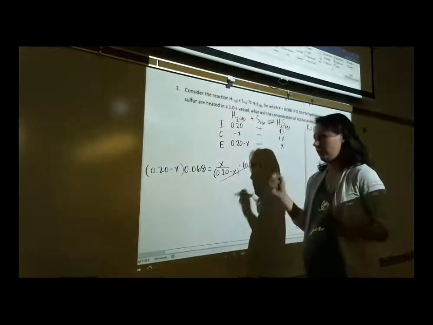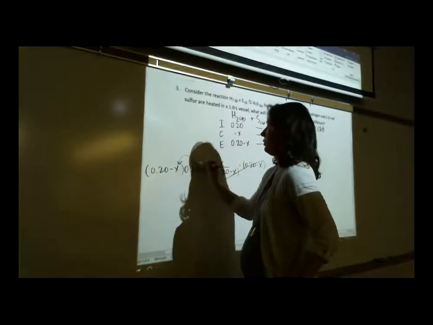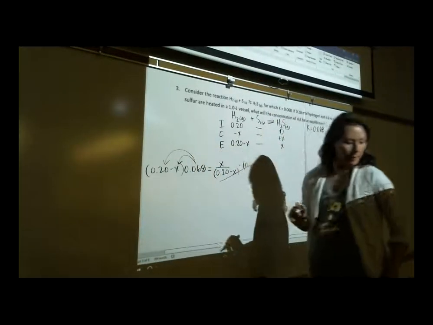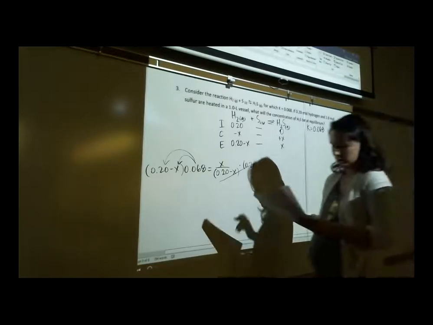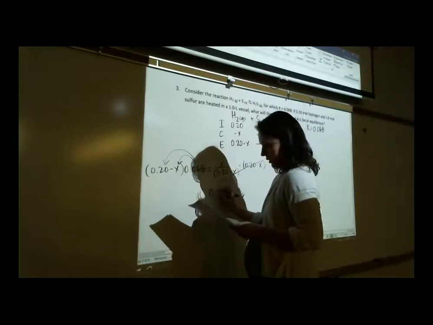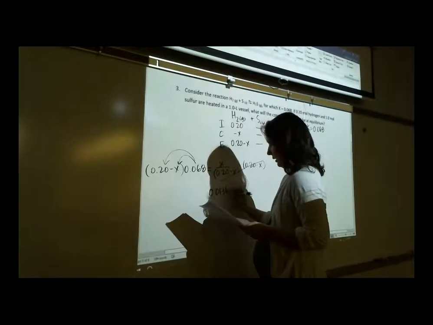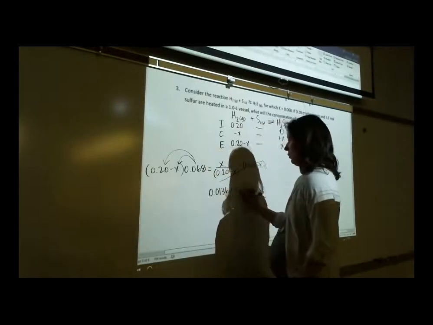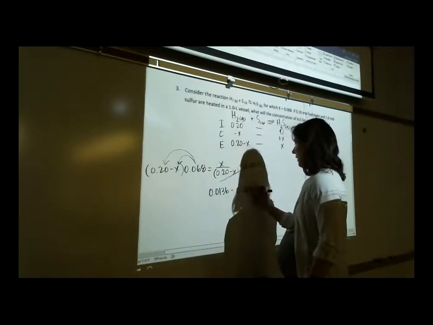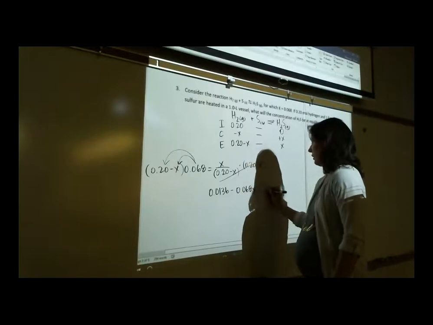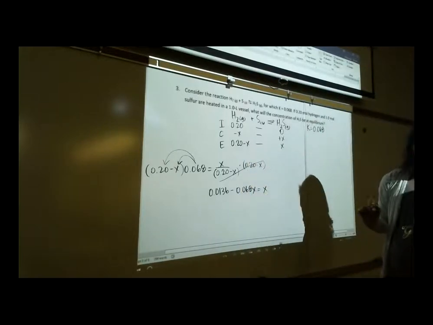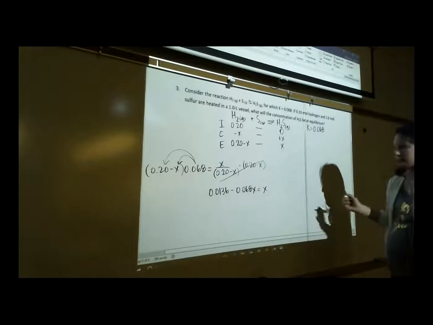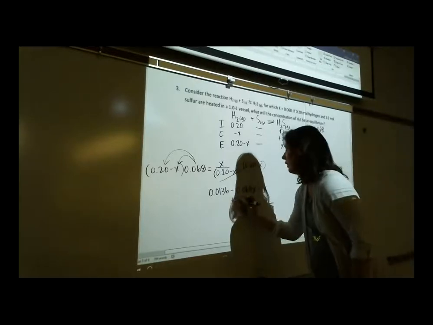Okay, and just like we did in the previous problem, we do some distributing. So I got 0.0136 minus 0.068x equals X, right? Can I solve this? Yes, just combine like terms, right?